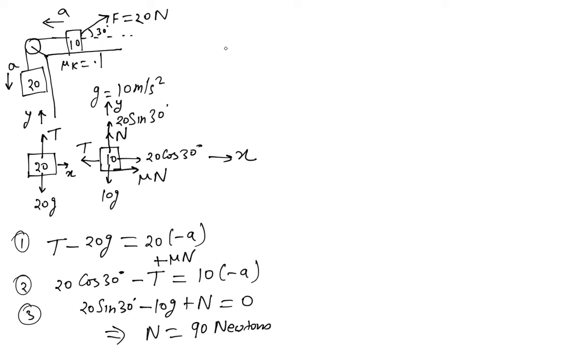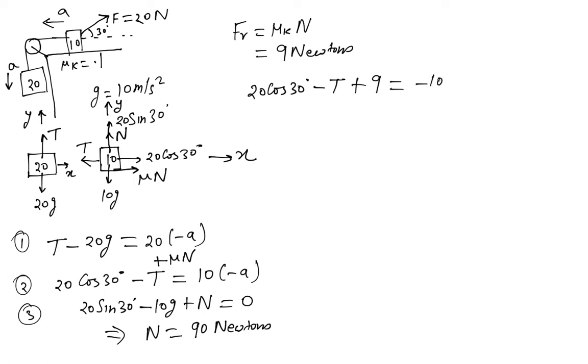Okay, so if this is 90 newtons, we know that friction is given as mu k N, so it will be 9 newtons. Don't get confused between the normal reaction N and the newtons. I'm writing newtons completely. Okay, and then let's put this in the second equation, and that gives us 20 cos 30 minus T plus 9 equals minus 10a. This is the second equation.